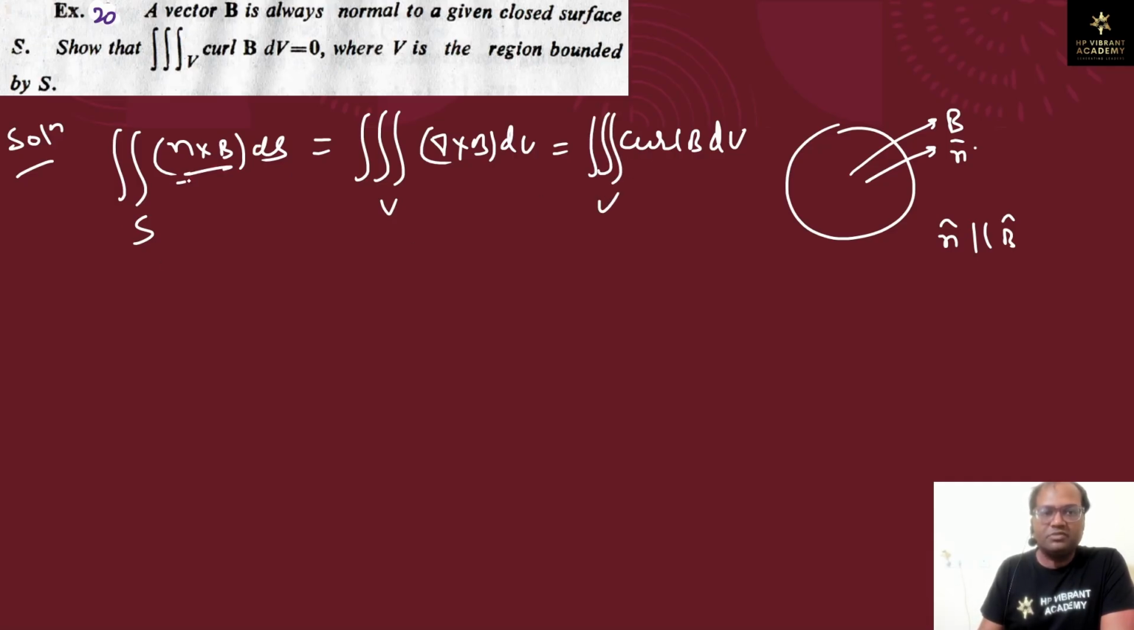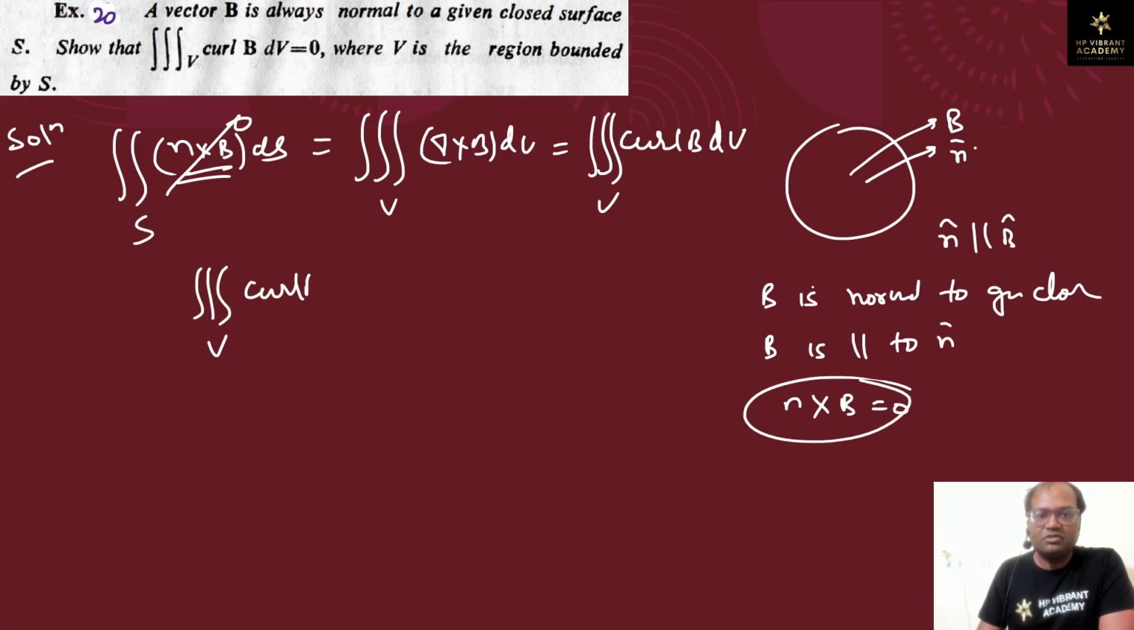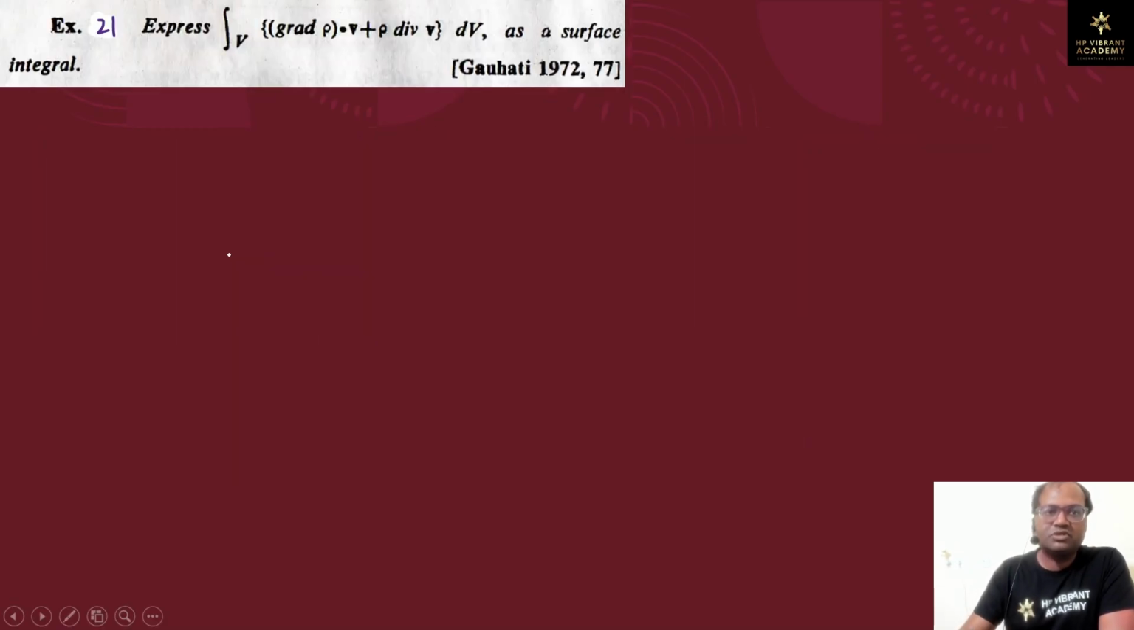Since this B vector is normal to the given closed surface, B is parallel to the N vector. So the cross product of two parallel vectors is 0. So N cross B is equal to 0, which is straight away 0. This means the volume integral of curl of B dV is equal to 0. Let us discuss question number 21.